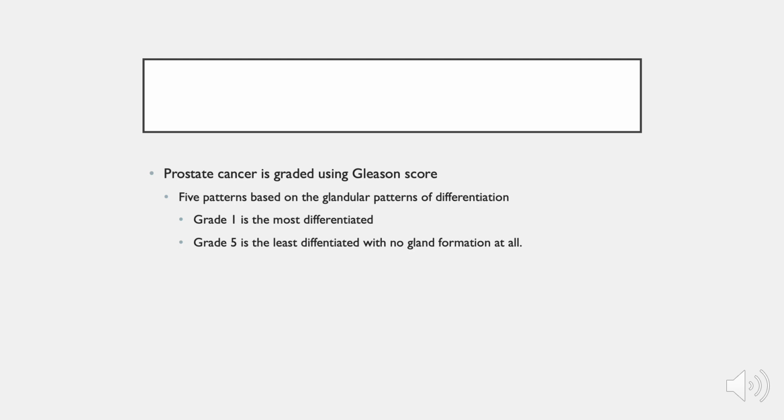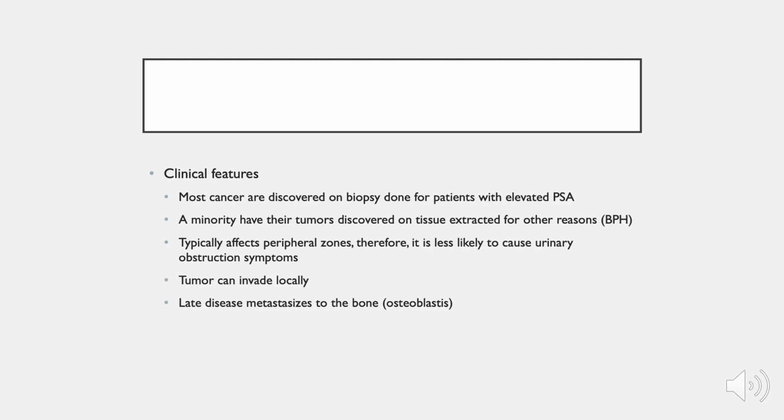The grading of prostate cancer uses the Gleason score. Basically, we have 5 patterns. Grade 1 is the most well differentiated, meaning it is the most similar to normal prostatic glands. And grade 5 is the least differentiated, with no glandular formation and solid sheets of malignancy. We use this score for grading of prostate cancer.